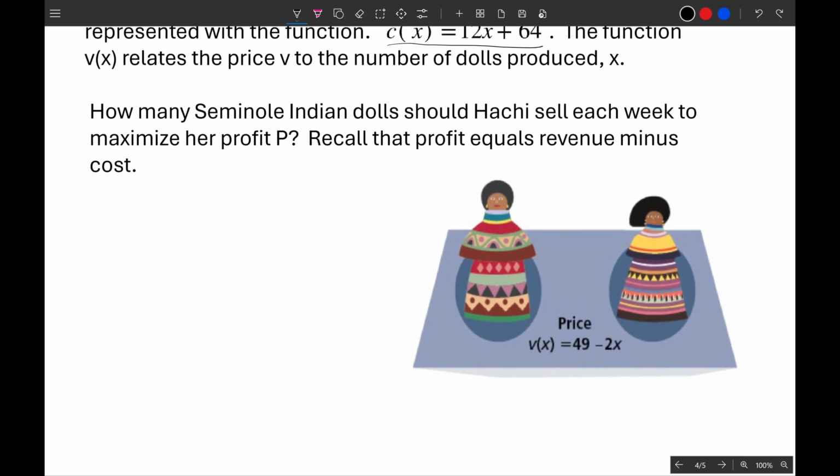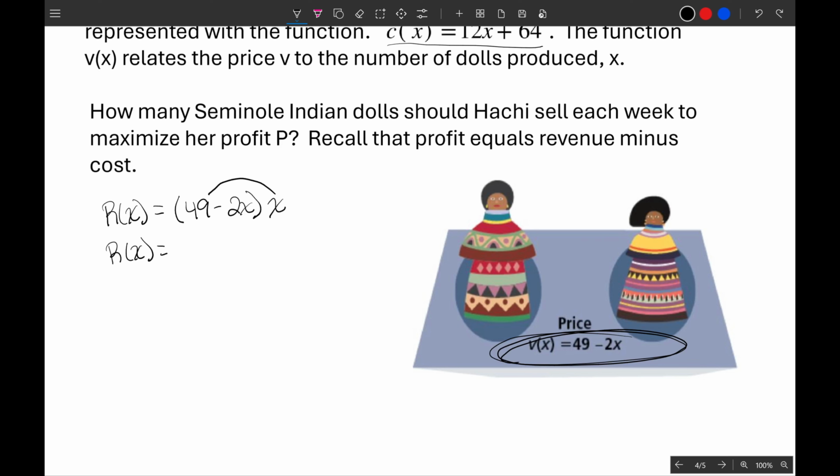All right, so I think we need to come up with a revenue equation. So revenue would be the price of my doll times how many dolls I'm going to sell. Well, I know that the price of my doll is represented by this equation. So if I take the price of my doll and I multiply that times an x number of dolls, I can get an equation for the revenue by distributing. So I'm going to distribute this. So that would give me 49x minus 2x squared.